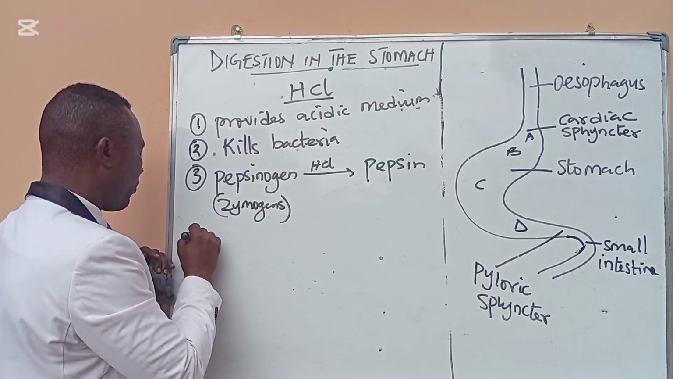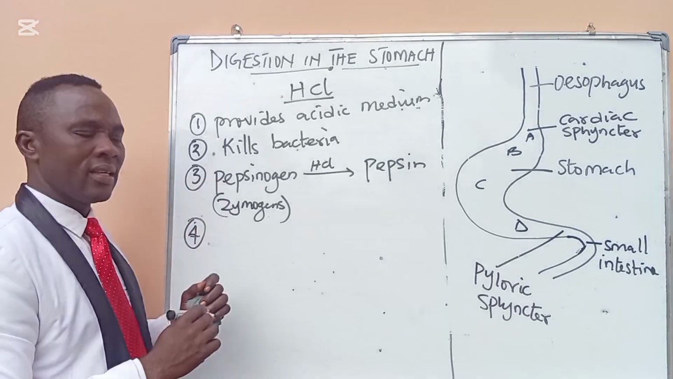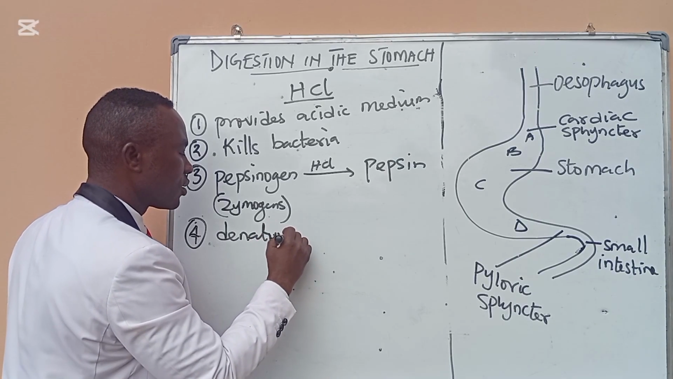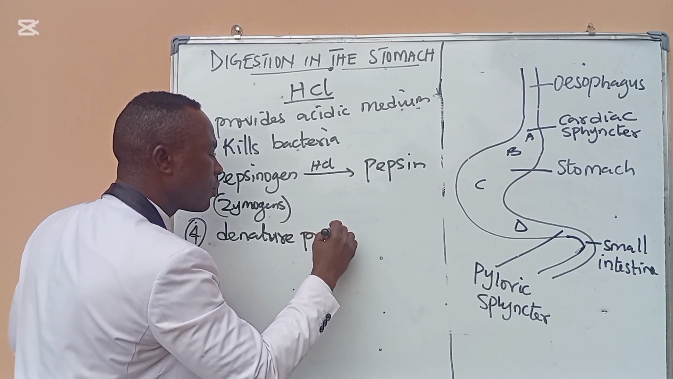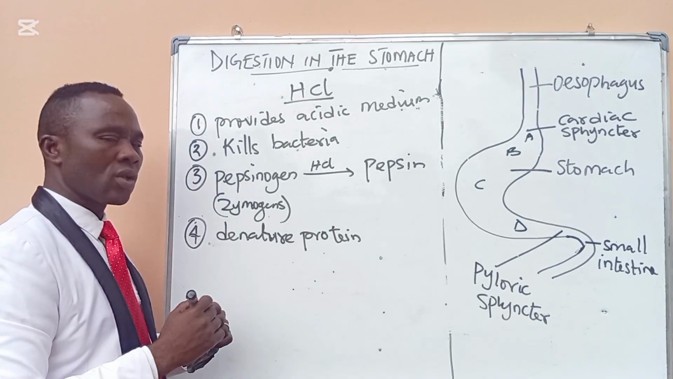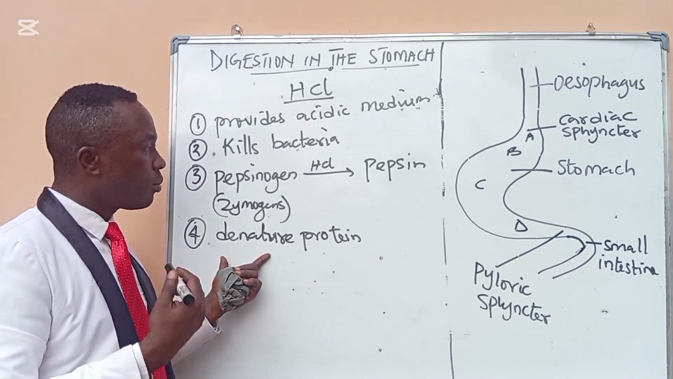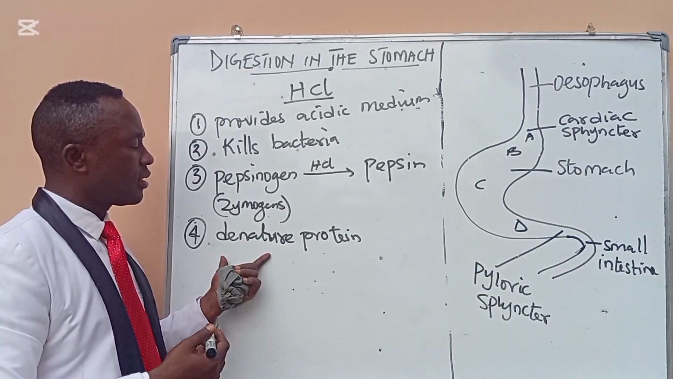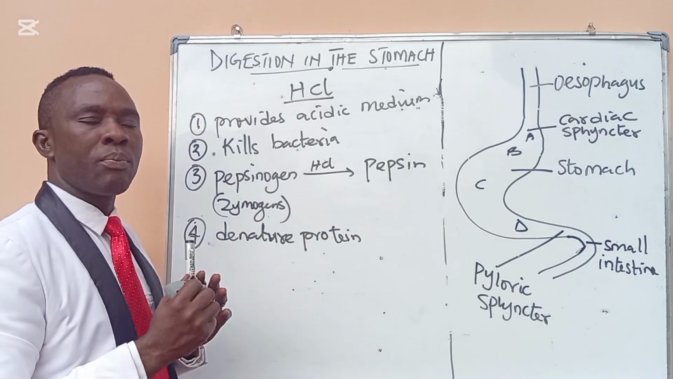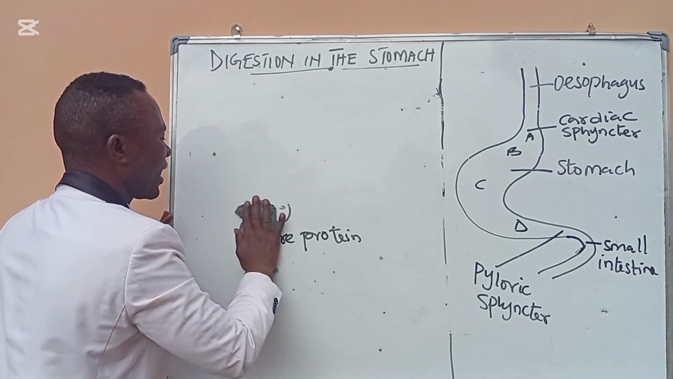Then number four function of the HCl is to denature protein. Until proteins are denatured, their digestion is not fast. So it denatures protein to make the digestion of the protein very fast. So we have looked at the parietal cells. Now let us go to the next cell of the gastric gland.